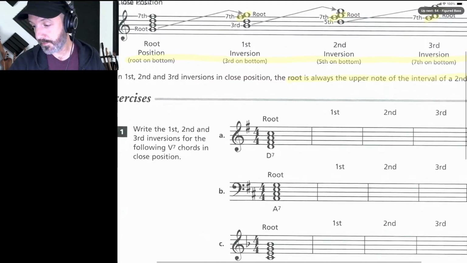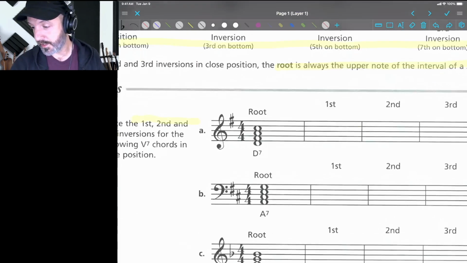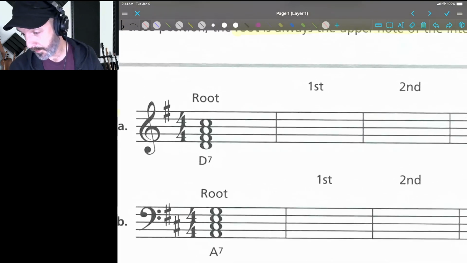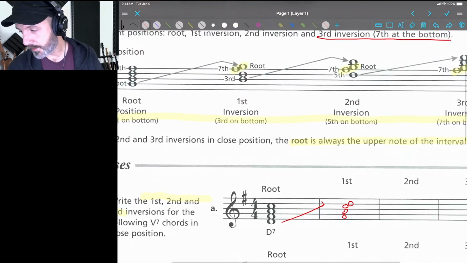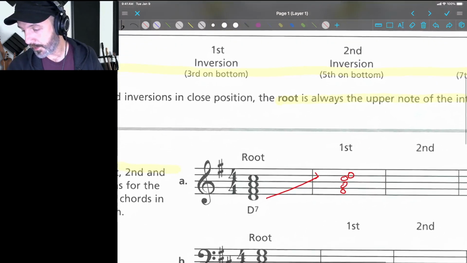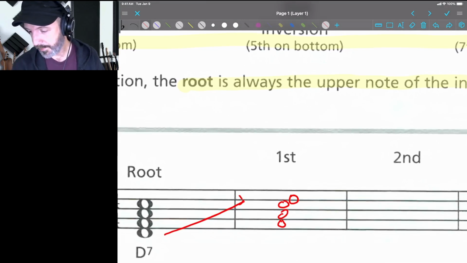All right, so write the 1st, 2nd, and 3rd inversions for these. Let's see here. What we do is we just put the root up top. How do they arrange it? How does this work? That's interesting. So, okay, the double note should go to the left. Yes. All right. Again, I'm so used to software taking care of this stuff.